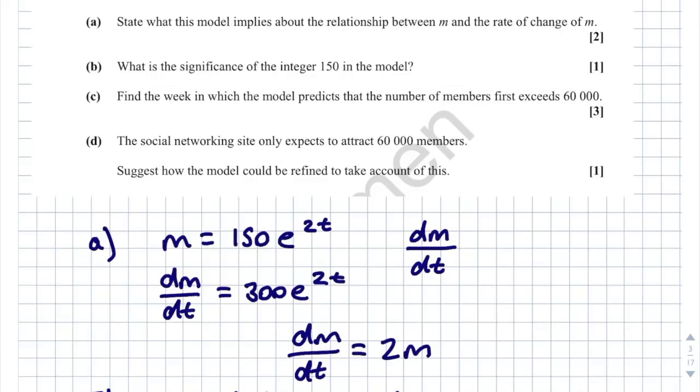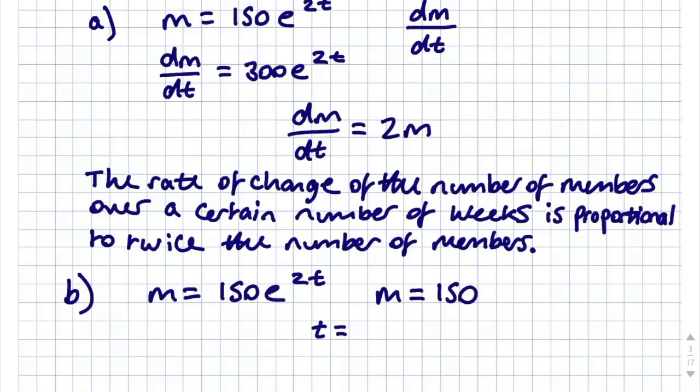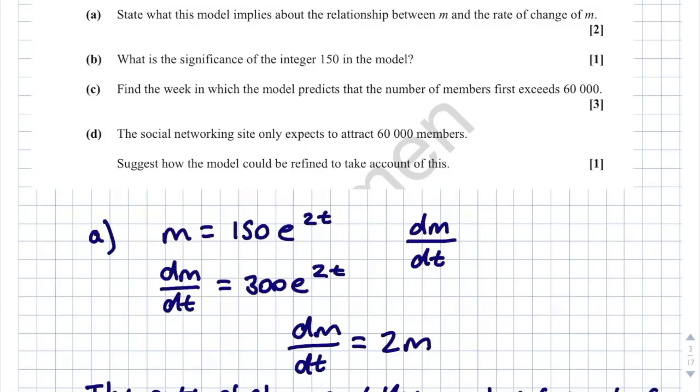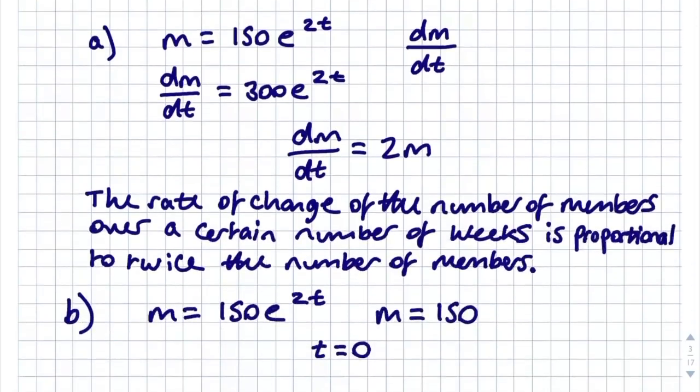Part B says what is the significance of the integer 150 in the model? If we look at the equation again, m equals 150 e to the power of 2t, well, if we want m to just equal 150, you should be able to see that means that t would have to equal 0. And remember, t is the amount of time in weeks. So t is equal to 0 weeks, and m is our number of members. Well, if m is equal to 150 when t is 0, that must mean that there were 150 members when they first launched the social networking site.